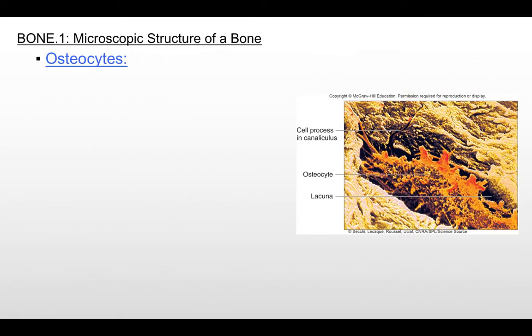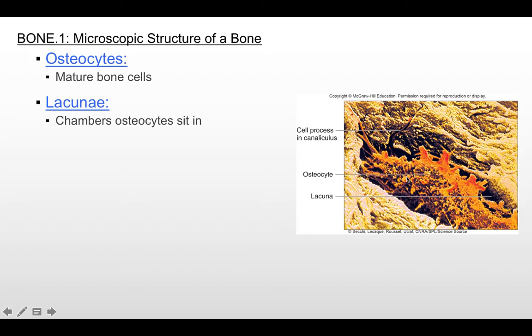A couple more vocab terms regarding the microscopic structure of a bone. A singular bone cell is called an osteocyte. That's once it's mature, it is a living cell, and it's usually surrounded by calcium or inorganic salts. It's sitting in a little hole. That hole that it sits in is called lacuna. Lacunae is when you have multiple of them, but it's just the hollowed out little area that the osteocyte can sit in.